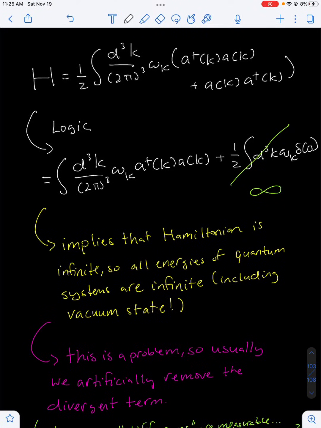Hello everyone, welcome to another video of quantum field theory. In today's video, we'll be finishing up our calculation on the Casimir effect.